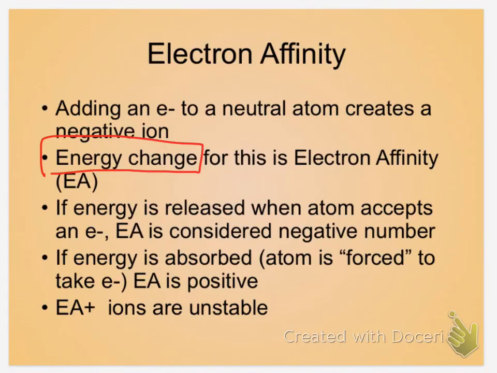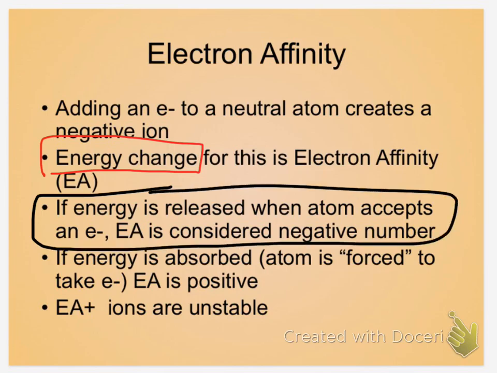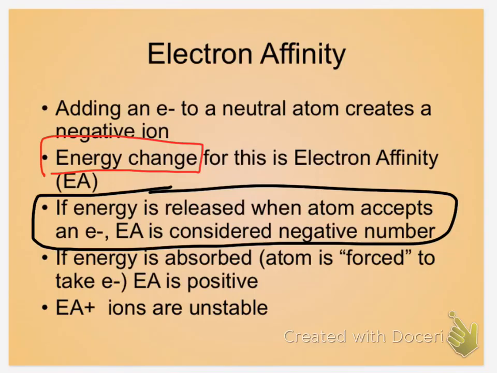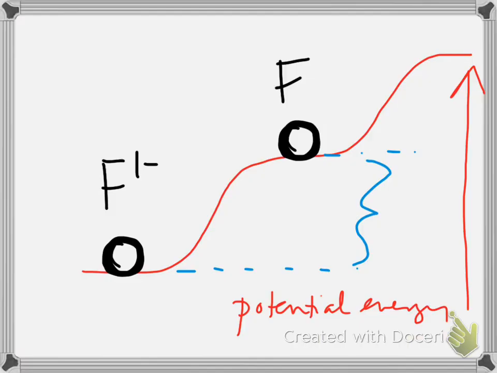So energy was released. Because from here to here, there is some amount of energy, yes? Where did that energy go when fluorine lowered its potential energy? Out into the world. Poof, out it goes. Energy was released because the thing in question has lower potential energy when it's done than when it started. So energy was released, and we say that this is negative electron affinity. So this would be negative EA.